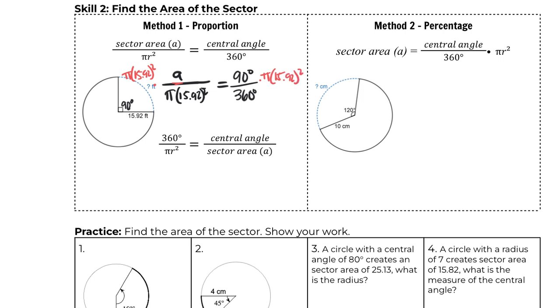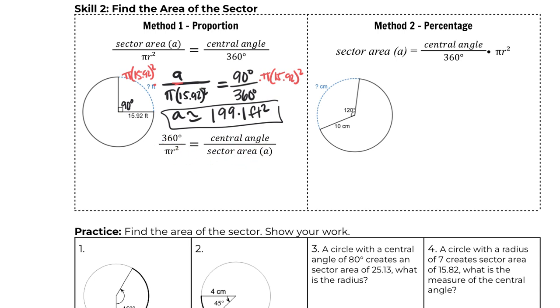Okay, and then it just becomes a calculator problem. So A is about equal to 90 divided by 360 times pi times 15.92 squared, which gives me about 199.1 feet squared. That would be my area. And now remember, when we're setting up proportions, as long as we're comparing similar parts, we should still get equivalent fractions. So if I compare the whole number of degrees to the whole number of area, that should equal the part of degrees over the part of area.